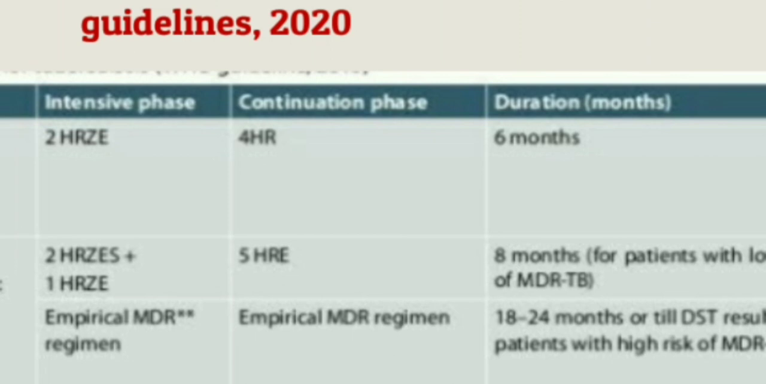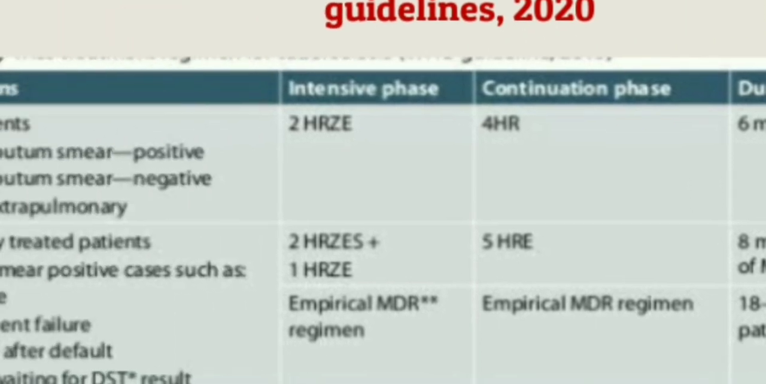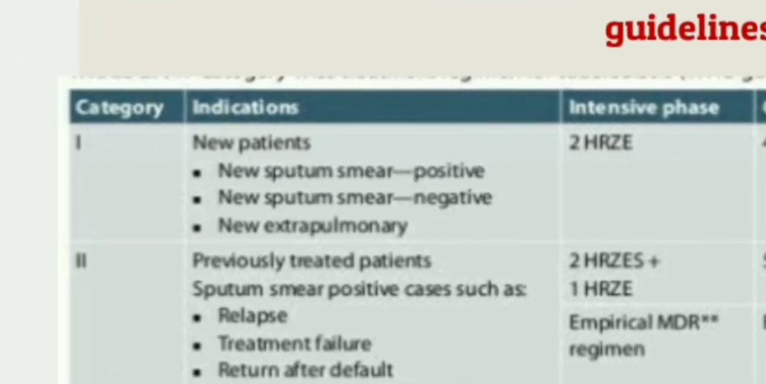For the category 2 patients, that is, the previously treated patients, or the relapse cases, or the treatment failure cases, or the patients returning after default, and the patients waiting for the drug susceptibility test result come under category 2.